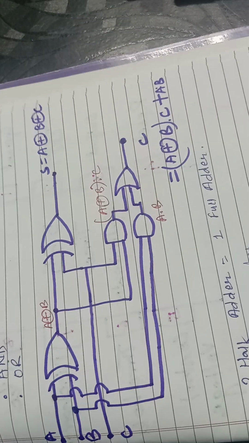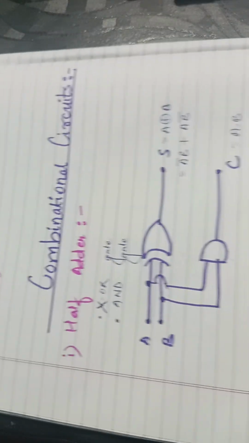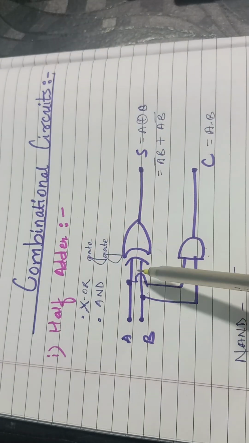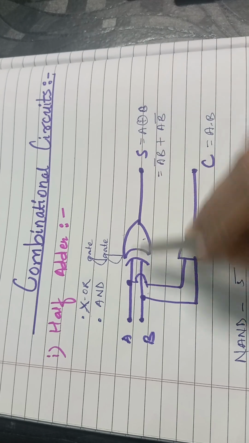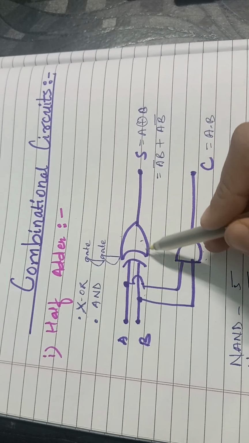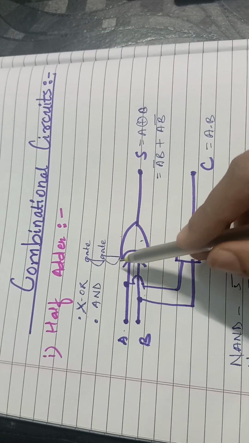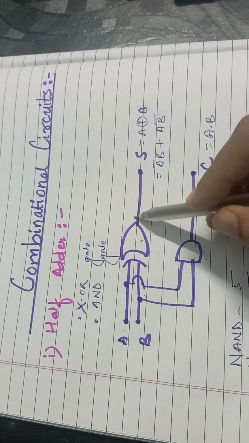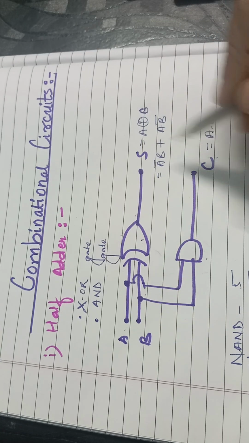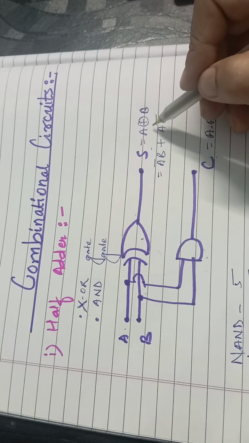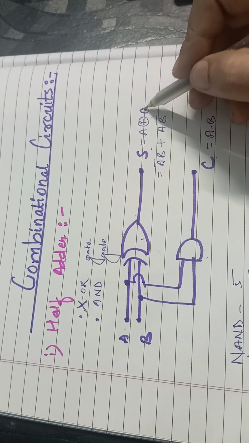Okay, so let us revise one more time. So here we can see this is our half adder. In half adder we need one XOR gate and one AND gate. For XOR gate we need two inputs and one XOR here. So in the output side we have the sum and carry. Sum is the operation of XOR, means A XOR B.